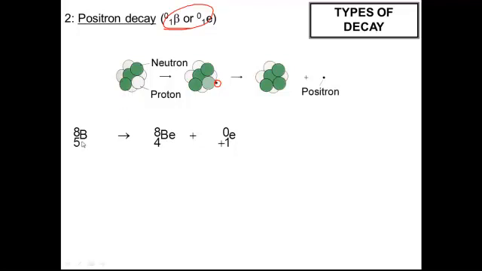So for example, if you have boron 8, it has 5 protons, but if it emits a positron, then 4 plus 1 is 5, and 8 plus 0 is 8. So you go to the periodic table and you look up 4, and you see that it's beryllium.